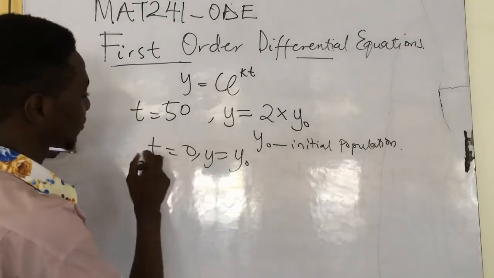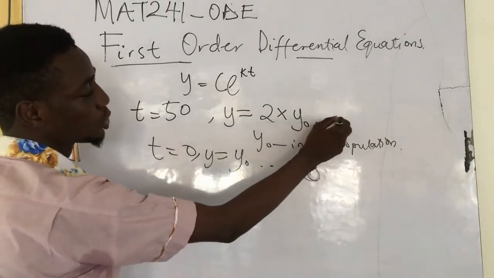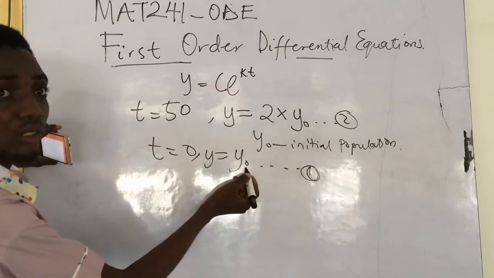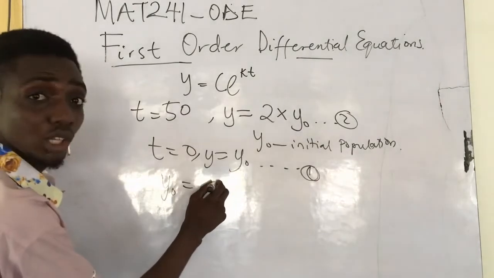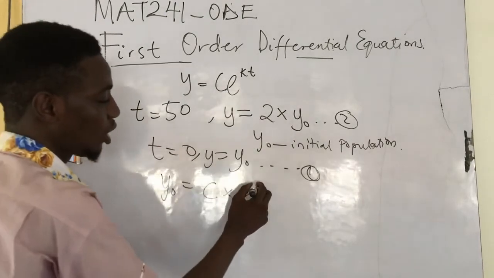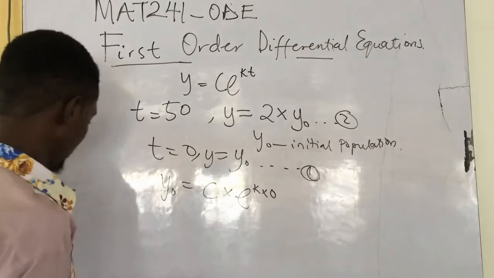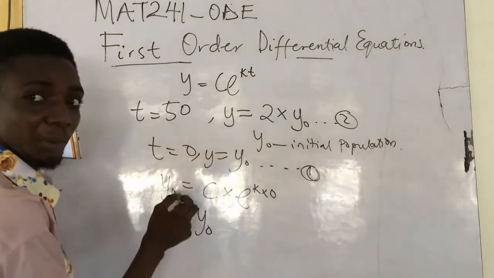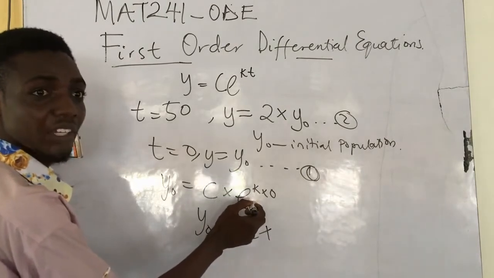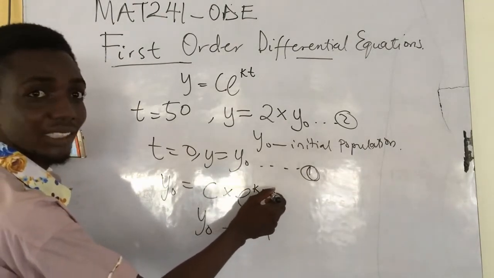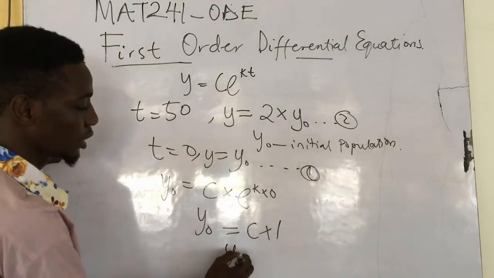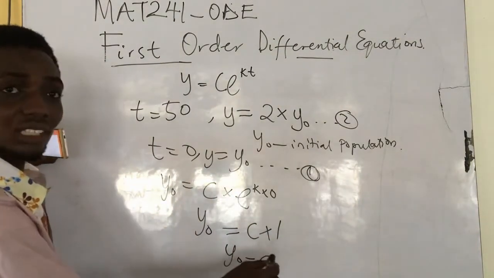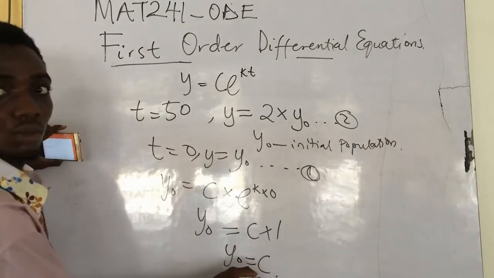So let's substitute the first set of conditions, we make this one 2. So let's substitute it inside this equation. So y naught equals c, which is unknown, times e raised to power k, unknown also, and t is 0. So at the beginning, y naught, that is the initial population, equals c times e raised to power k times 0, which is e raised to power 0, which is 1. So y naught equals c. So that constant that we have here is actually the initial population.